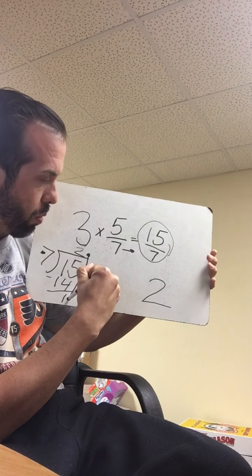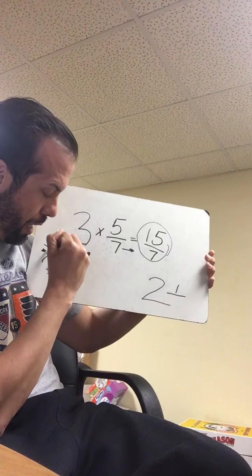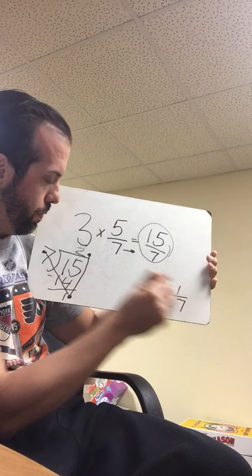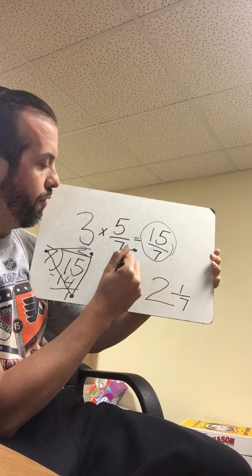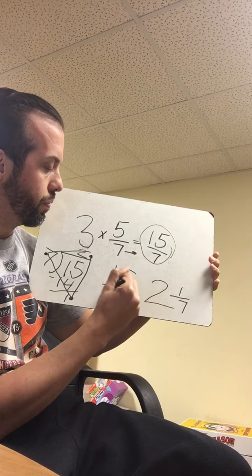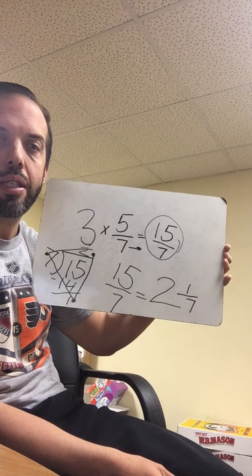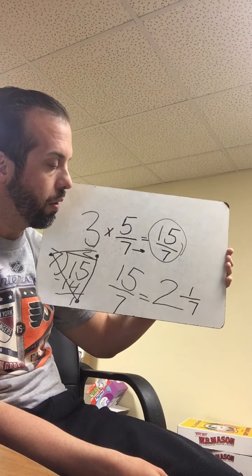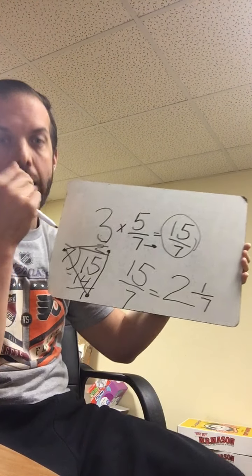Down to my remainder, which is 1. Back up to my divisor, which is 7. Make my triangle complete. So 15/7 equals 2 and 1/7. They are equivalent. Okay? So that would be your answer for your mixed number. All right? Now that's multiplying a fraction.